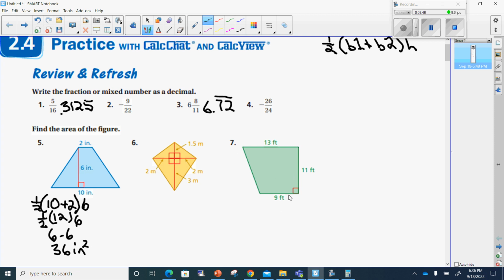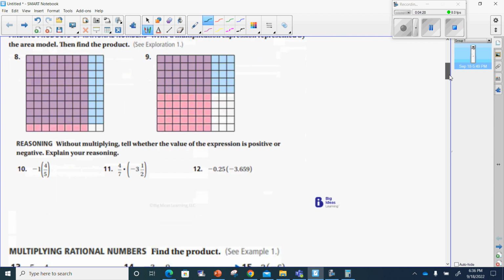Let's go to number 7. This time my formula will be 1/2. My base 1 is 9. My base 2 is 13. Times the height is 11. 9 plus 13 is 22. 1/2 of 22 is 11. I have 11 times 11. That's 121. So this is going to be 121 feet squared.